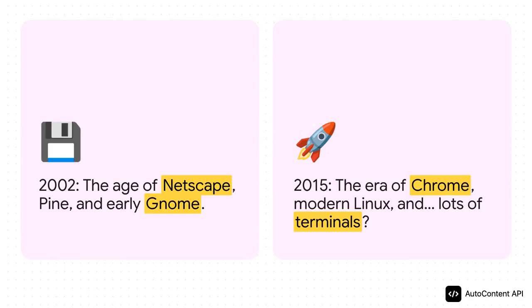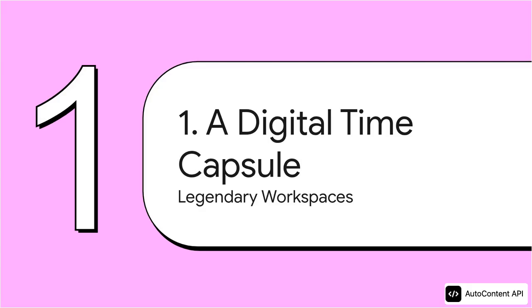Okay, so we're looking at two totally different moments in time. First, you've got 2002. Think about it. Dial-up is just starting to fade, the dot-com bubble just burst. We're talking about the age of Netscape for browsing and Pine for email. And then bam, jump to 2015, a world with high-speed internet everywhere, smartphones in every pocket, and these super polished graphical interfaces. You'd think everything would be completely different, right? Well, maybe not everything.